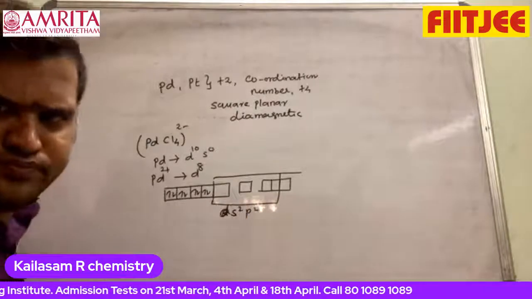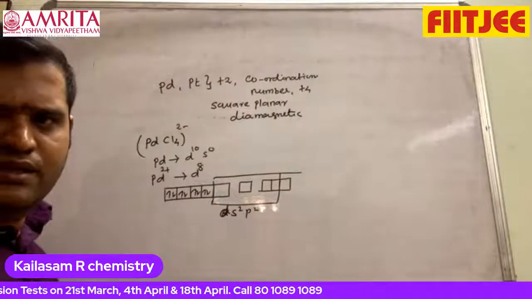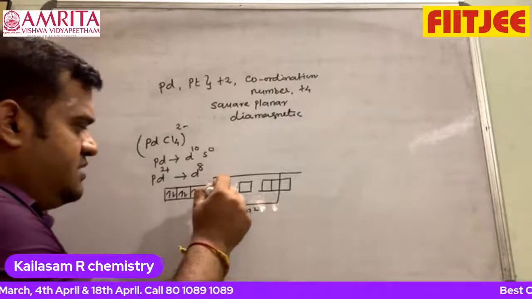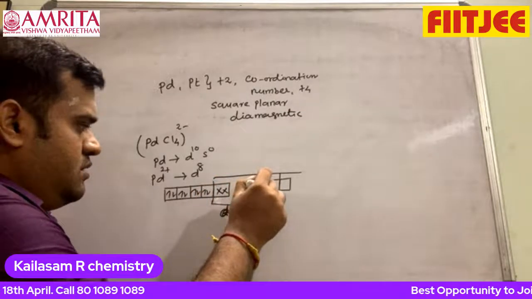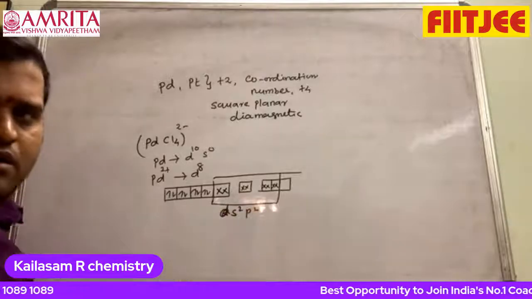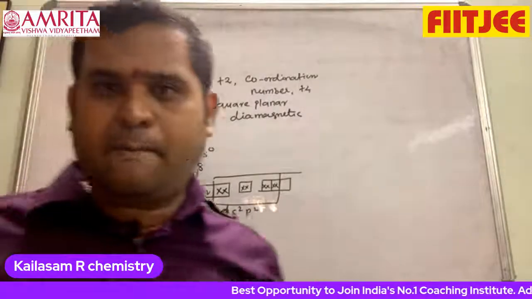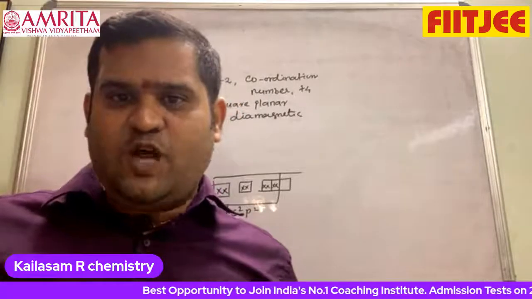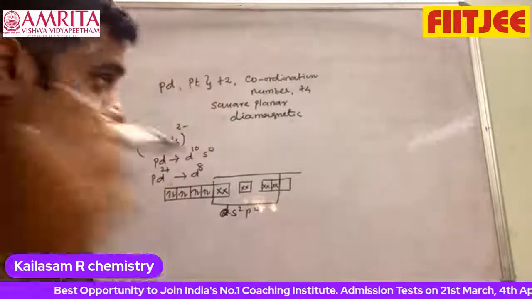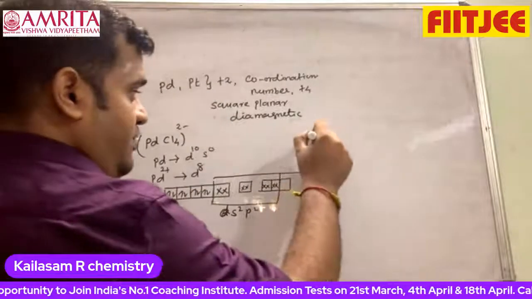sp2. So now here ligands will come. This is Cl, which gives electrons. Oh, square planar complex. That's all. Now in the exam, suppose we are taking, look at this, Ni(CO)4.